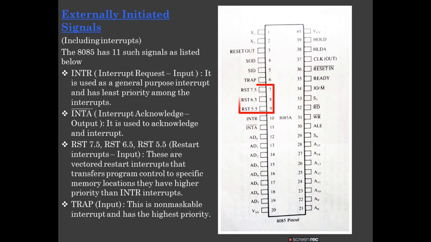Next is RST 7.5, RST 6.5 and RST 5.5. That is, these are restart interrupts. These are vectored interrupts that transfer program control to specific memory locations, and they have higher priority than the INTR interrupt. Next is the TRAP interrupt. This is a non-maskable interrupt and has the highest priority.